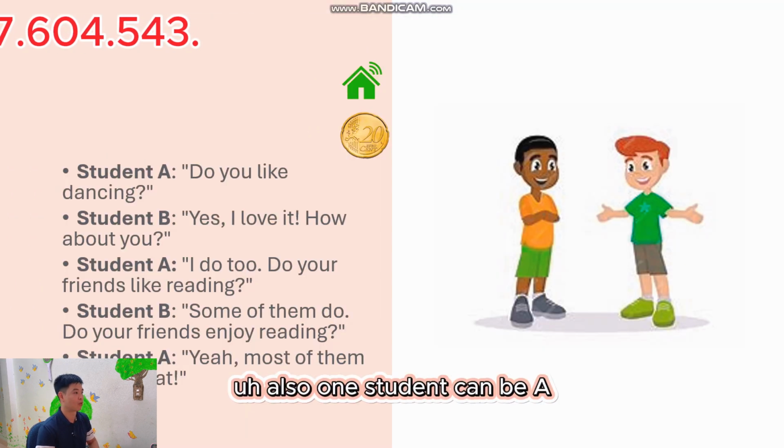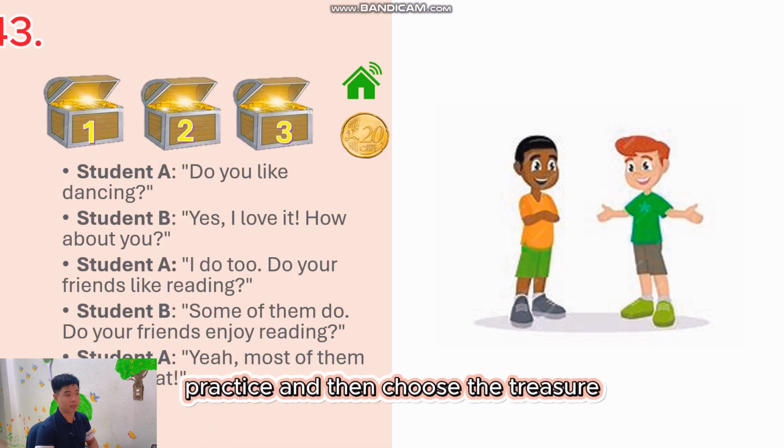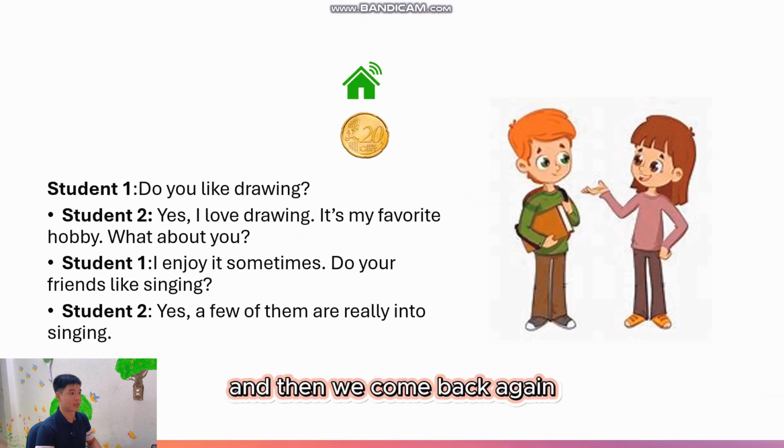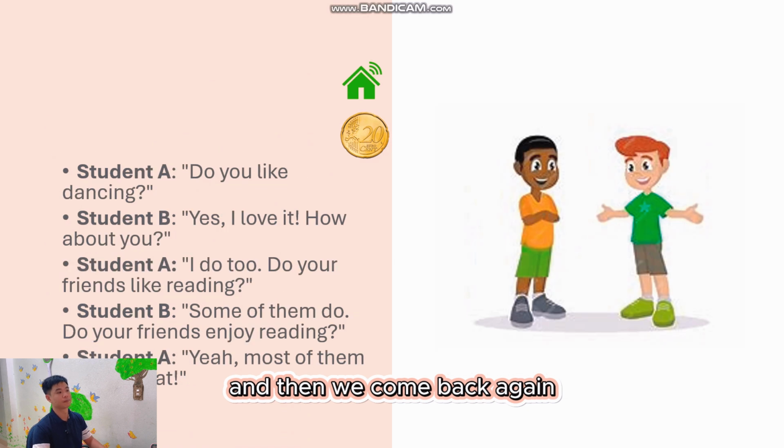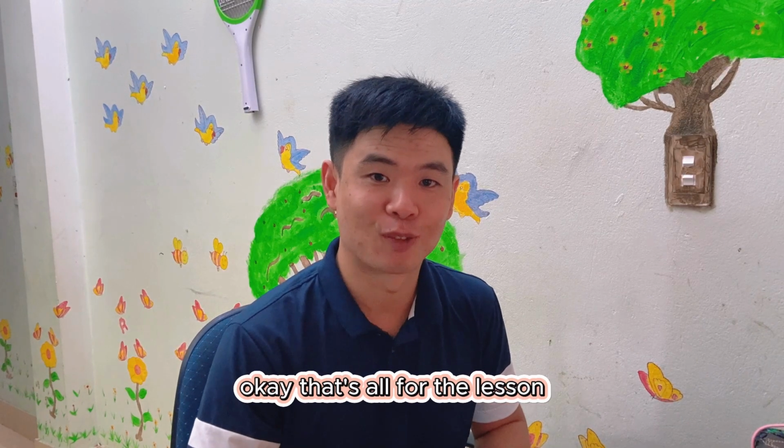For example, number 4. Also, one student can be A and the other will be B, and they practice. And then choose the treasure, and then we come back again. And then that's all for the lesson.